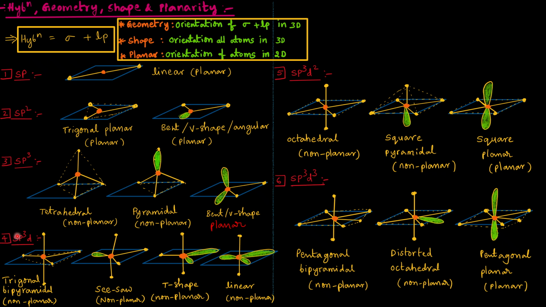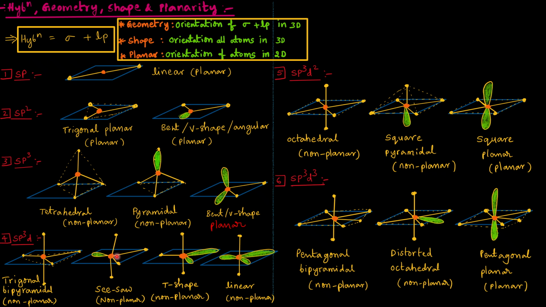Next, sp3d hybridization. 5 sigma bonds means that is sp3d hybridization. Here, the orientation of these sigma bonds is: 3 sigma bonds are in equatorial positions, meaning on the plane, like this, right hand side 2, left hand side 1. And 2 are axial, one above the plane and another below the plane. These are said to be axial bonds, 2 axial bonds and 3 equatorial bonds. The geometry is said to be trigonal bipyramidal. Since 2 atoms are out of the plane, this is non-planar.